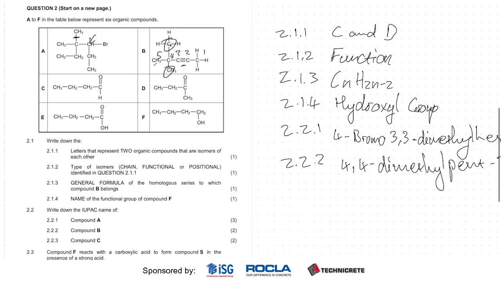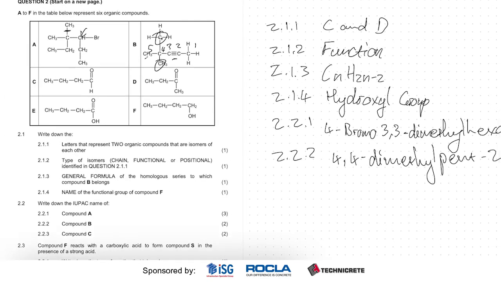Okay. So let's have a look at compound C next. So compound C. Okay, we have 4 carbons. So we know that our compound starts with but-, 4, and it's an aldehyde. So we know that aldehydes end in -nal.